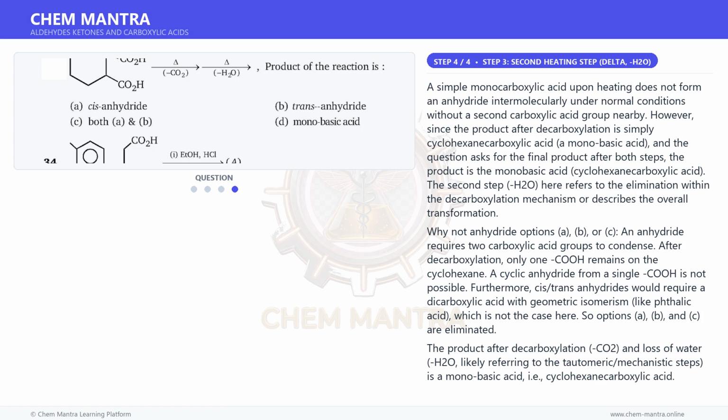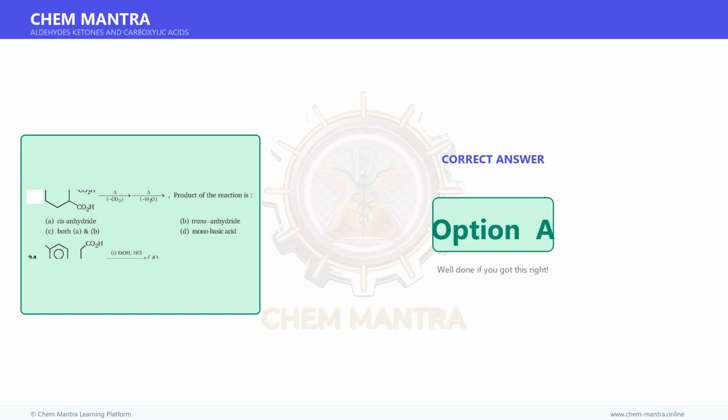The product after decarboxylation, CO2, and loss of water, H2O, likely referring to the tautomeric mechanistic steps, is a monobasic acid, i.e., cyclohexane carboxylic acid. Therefore, the correct answer is option A.